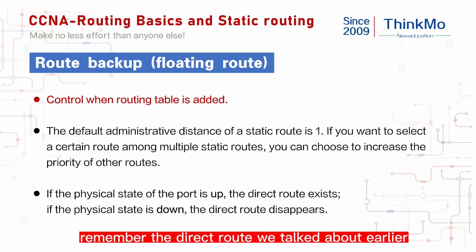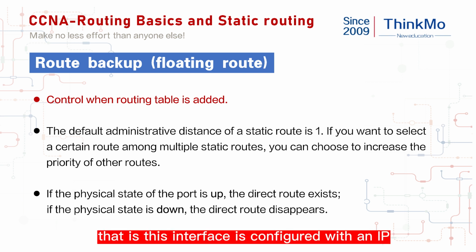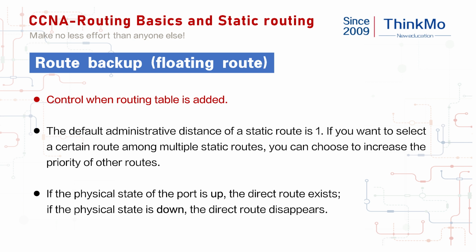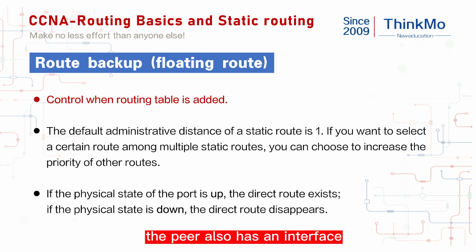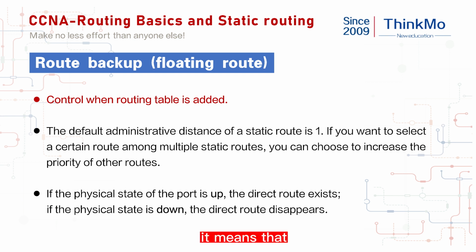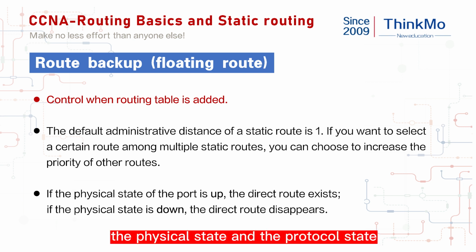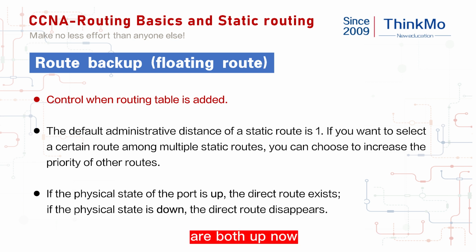Remember the direct route we talked about earlier? That is, this interface is configured with an IP and no shutdown. The peer also has an interface. It means that the physical state and the protocol state are both up now, so a direct route will be generated. This is what we said before. The physical state of the port is up, then the direct route exists now.